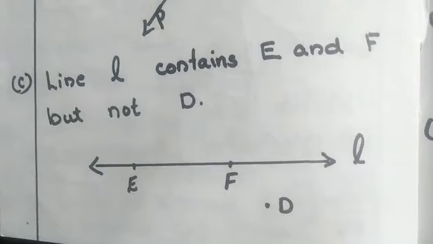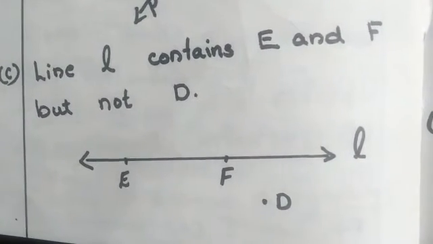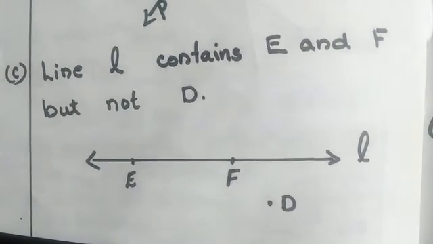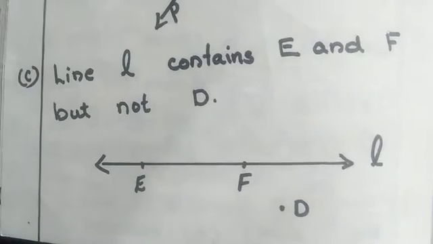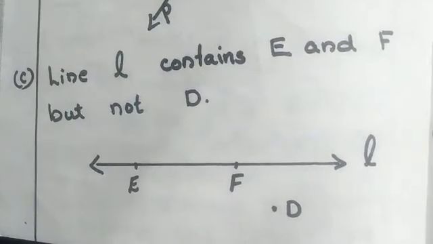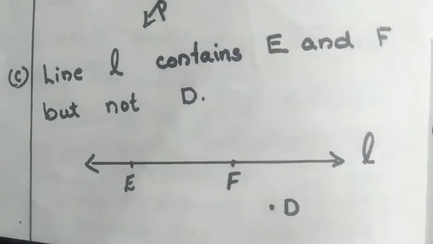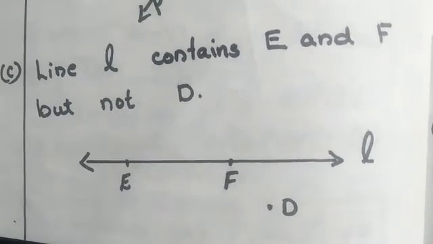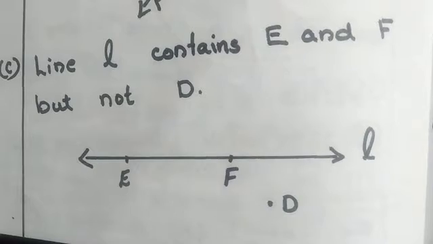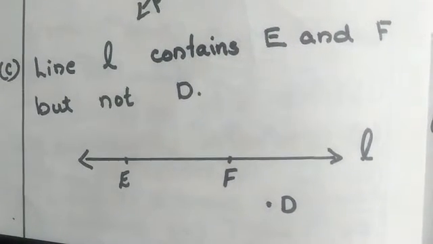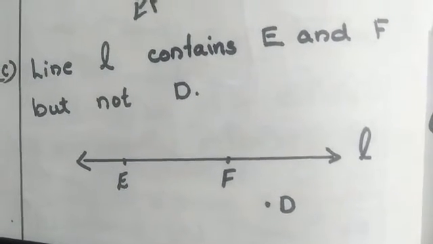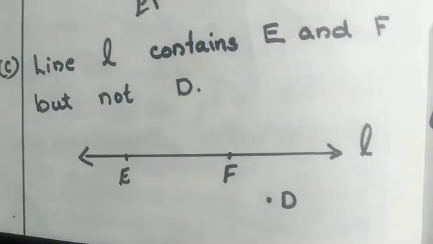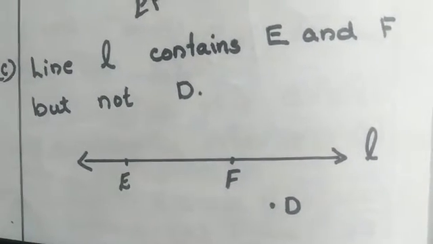Next question. Line L contains E and F but not D. What do you mean by that? We studied a line can be represented by small letters L, M, N, etc. So, L is a line in which we have to mark 2 points E and F. So, we marked E and F on the line L. But D is not a point on L. So, we marked D outside the line. Okay. So, D is not on the line but outside from the line L. So, this is the figure 4. L contains E and F but not D.